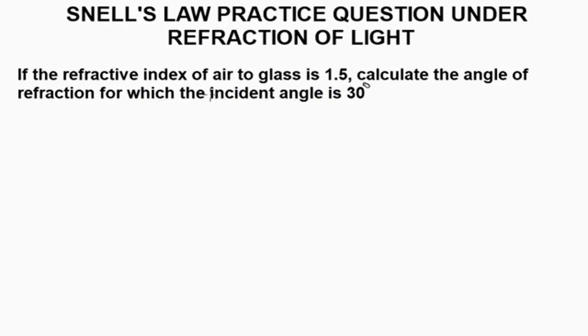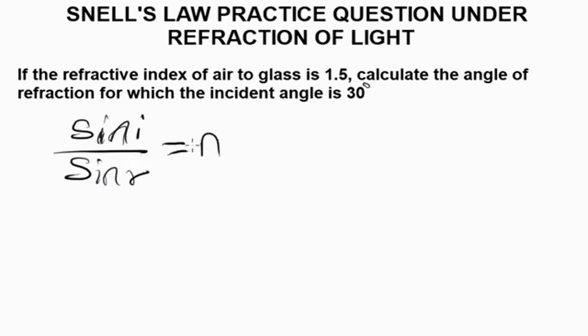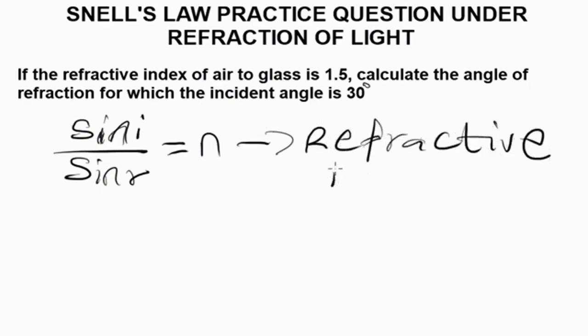Okay, now Snell's law is basically the second law of refraction, which states that the ratio of the sine of the angle of incidence to the sine of angle of refraction is constant for a given pair of media. So mathematically, we have it to be the ratio of sine of angle of incidence to the sine of angle of refraction is constant for a given pair of media, where this n is the refractive index.